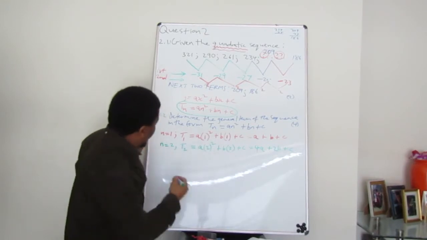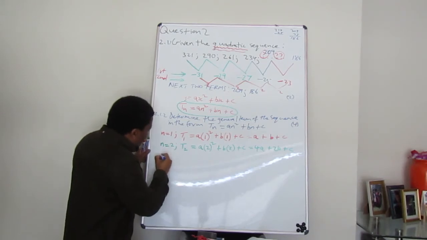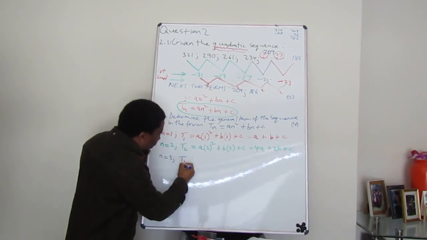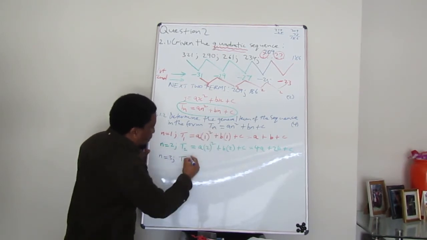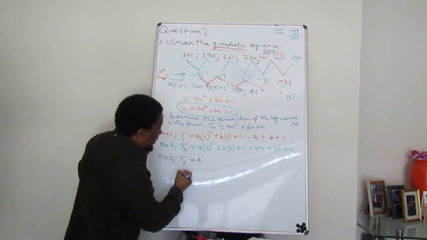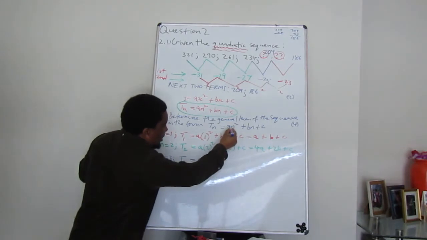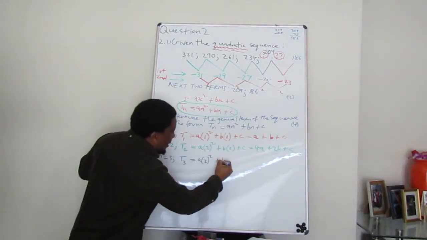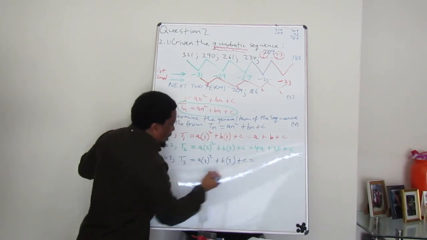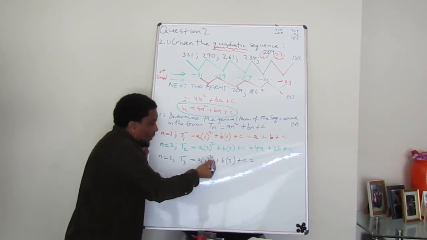Let's go to the third term, for example. Now, for the third term, if I say n is equal to 3, therefore T3, in place of n I put 3, will be equal to A multiplied by 3 squared, plus B multiplied by 3, plus C. What is 3 squared? 3 squared is 3 times 3, which is equal to 9. 9 times what?